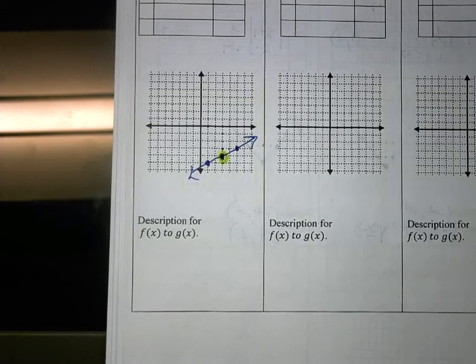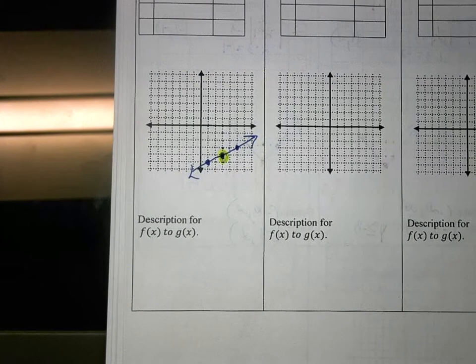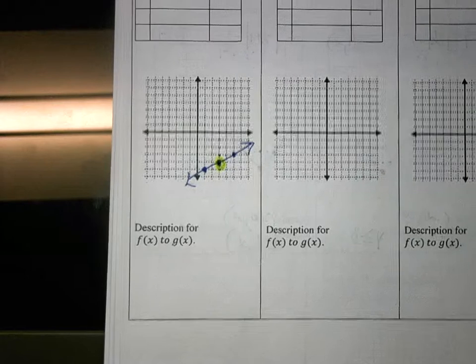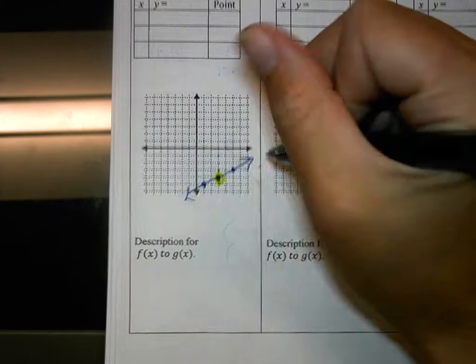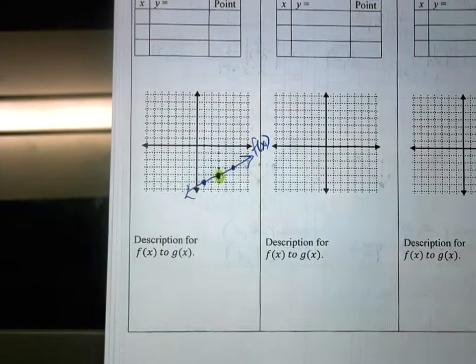Any questions on that graph? Okay. So, also we need to label this. This is our f of x equation.